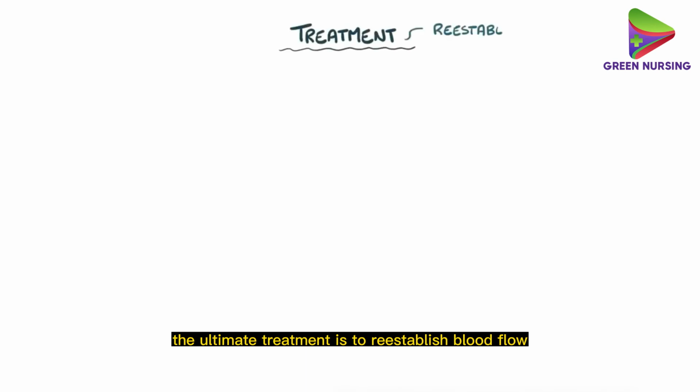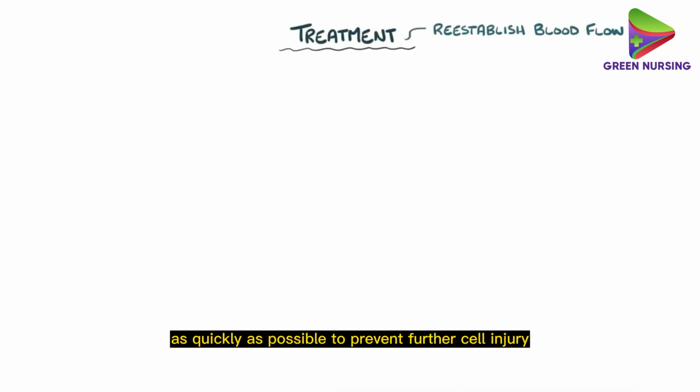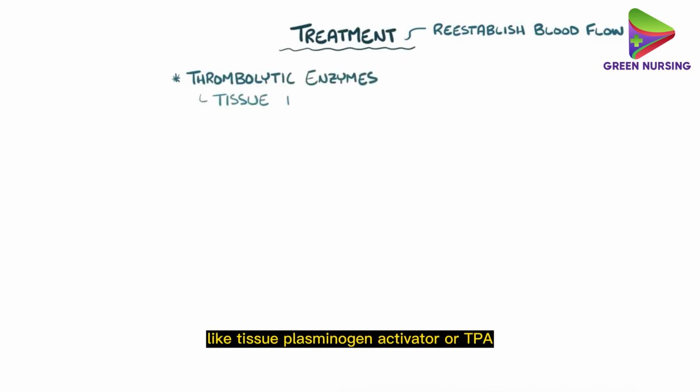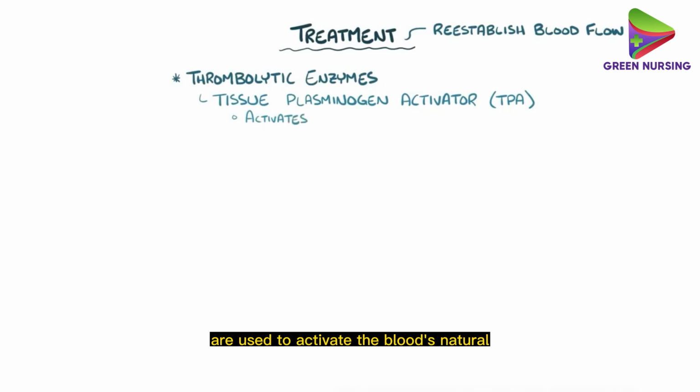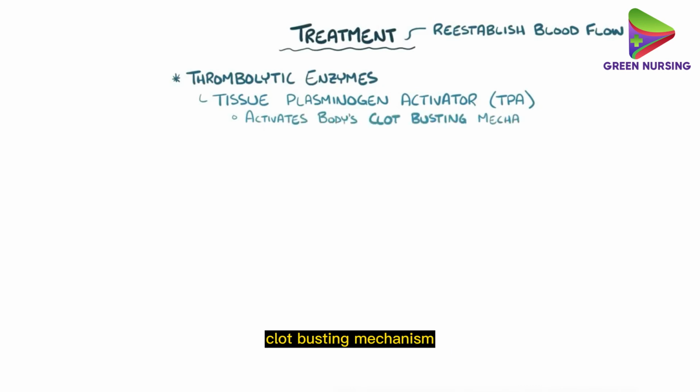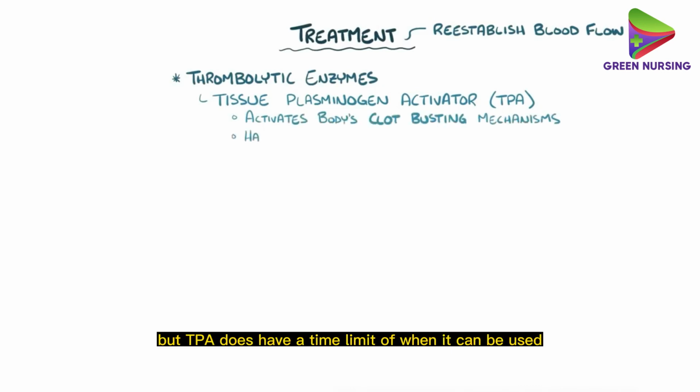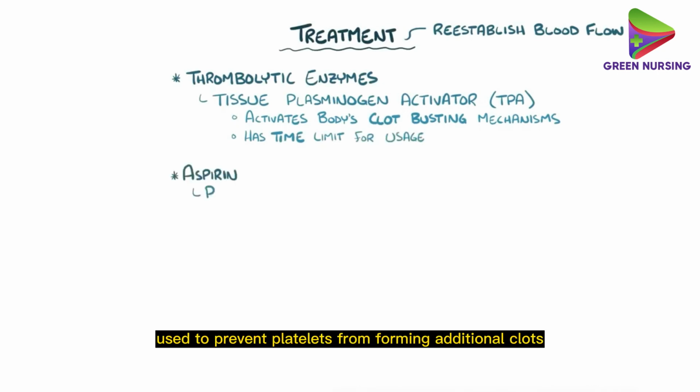In an ischemic stroke, the ultimate treatment is to re-establish blood flow as quickly as possible to prevent further cell injury, particularly in the penumbra. Every minute counts. So, thrombolytic enzymes like tissue plasminogen activator or TPA are used to activate the blood's natural clot-busting mechanism, but TPA does have a time limit of when it can be used. Aspirin is also used to prevent platelets from forming additional clots.